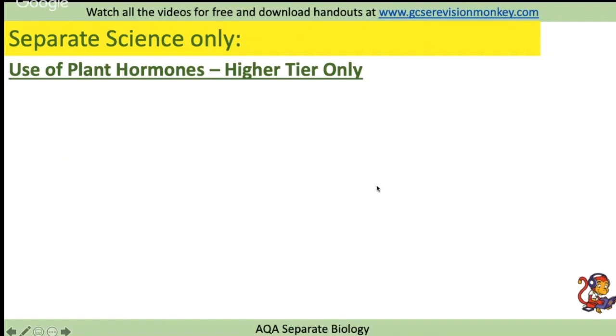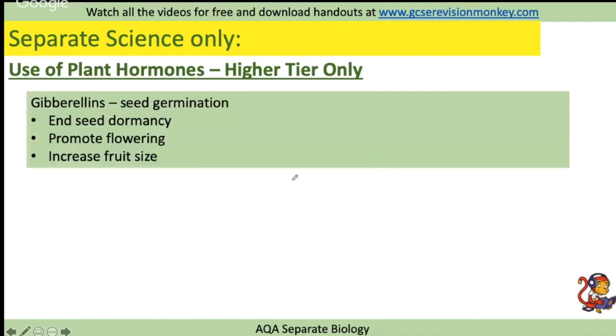You've got gibberellins, first of all. G for gibberellins, G for germination. So gibberellins are hormones that are involved in germinating seeds. So they can end seed dormancy. If you buy a packet of seeds like that, you have dormant seeds, not ready, growing, but the hormone gibberellin can promote those seeds to start growing.